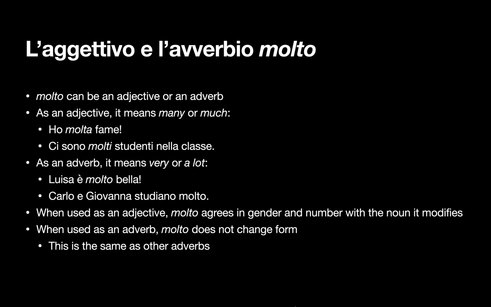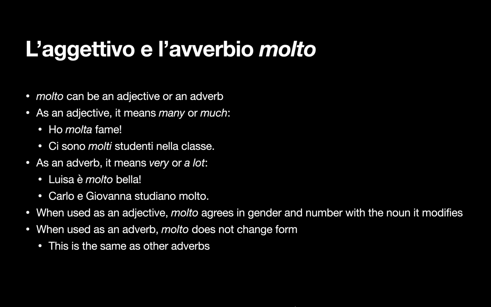An adverb can also be used to describe an action. So I walked quickly. Quickly would be the adverb that describes my action. So molto can be an adjective or an adverb, and how you use it differs depending on which it is. As an adjective, it means much or many. So ho molta fame. I have a lot of hunger. I'm very hungry, we would say in English. Or we can also say ci sono molti studenti nella classe. There are many students in the class, or you might translate it more idiomatically as there are a lot of students in the class.